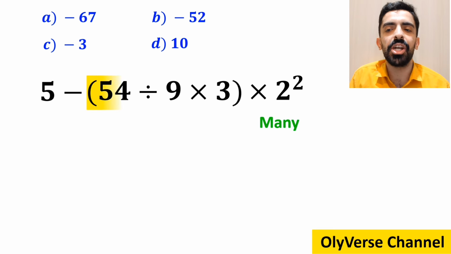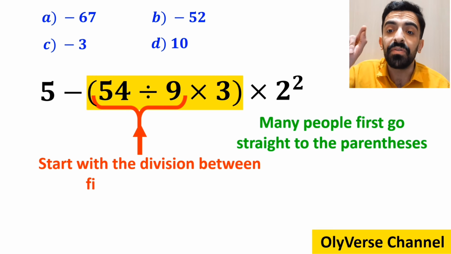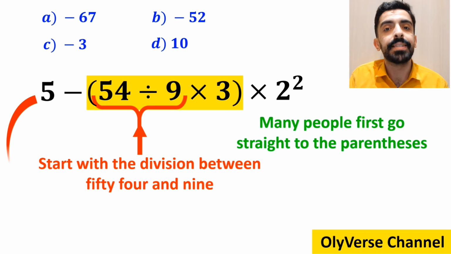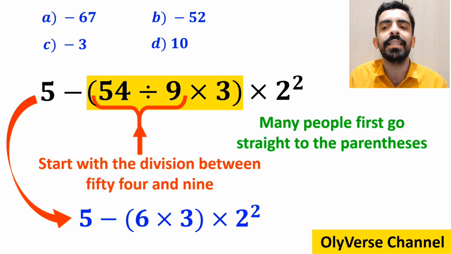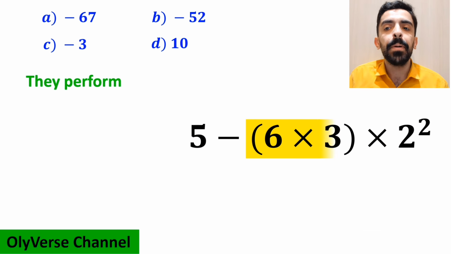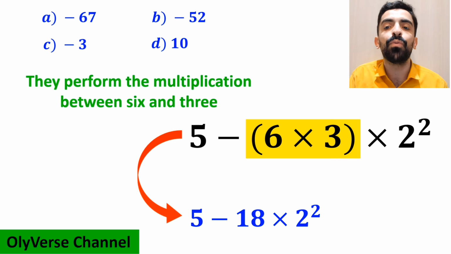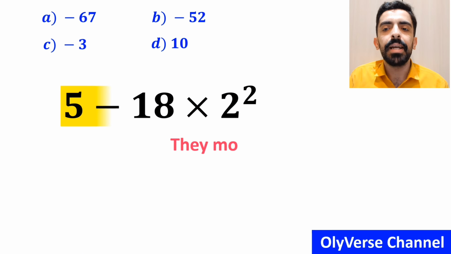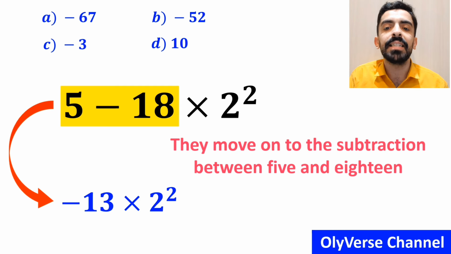To solve this question, many people first go straight to the parentheses and start with the division between 54 and 9. So, they rewrite this expression as 5 minus 6 times 3 inside the parentheses, then multiply by 2 squared. And the next step, they perform the multiplication between 6 and 3 and simplify this expression to 5 minus 18 multiplied by 2 squared. Then, they move on to the subtraction between 5 and 18 and they rewrite this expression as negative 13 multiplied by 2 squared.